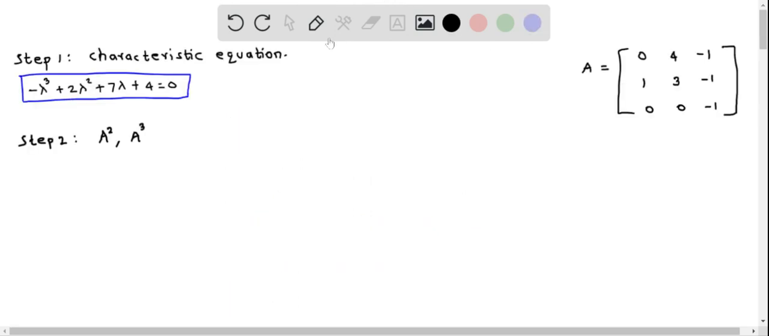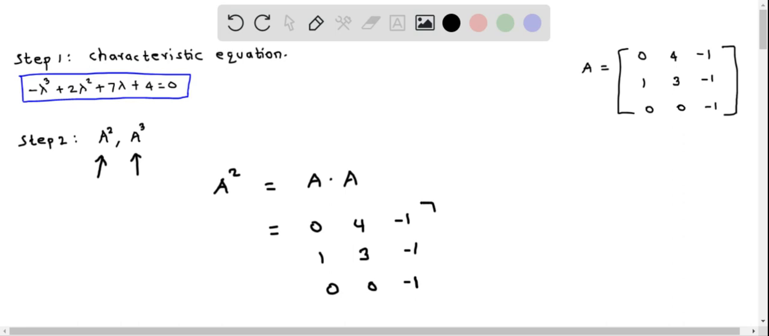Let's do step 2. In step 2, we have to determine the powers of A. That is, we have to determine A power 2 as well as A power 3. First, we will determine A power 2, which equals A multiplied with A. So I'm going to replace the A matrix, that is 0, 4, negative 1, 1, 3, negative 1, 0, 0, negative 1. This has to be multiplied with itself, that is 0, 4, negative 1, 1, 3, negative 1, and 0, 0, negative 1.